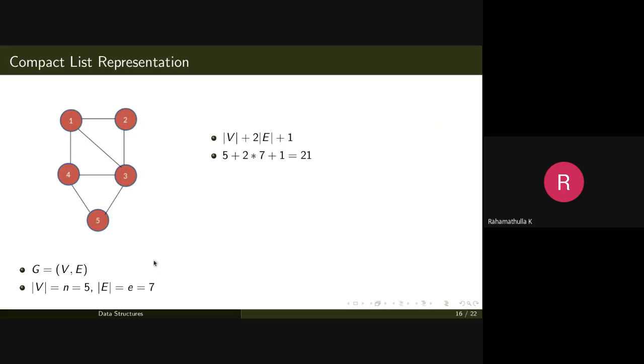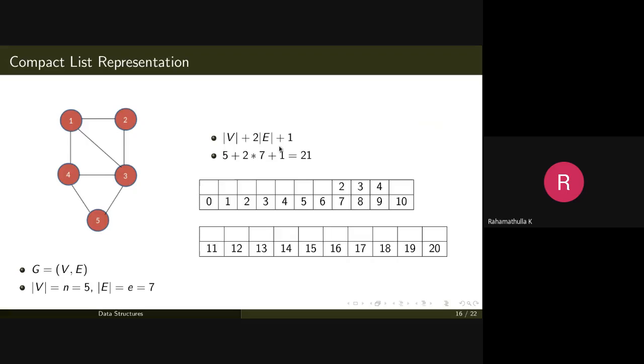For example, let's take the same graph with 5 vertices and 7 edges. Then the total space taken in the array for representing this graph will be number of vertices plus 2 into number of edges plus 1, that is 21 values. So the time taken for accessing each of the elements also will be related to order of V plus 2E. So this is how the compact list representation looks like.